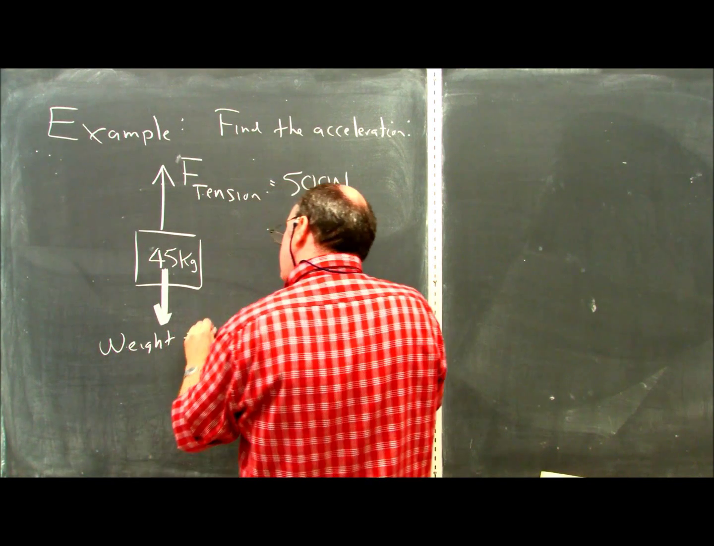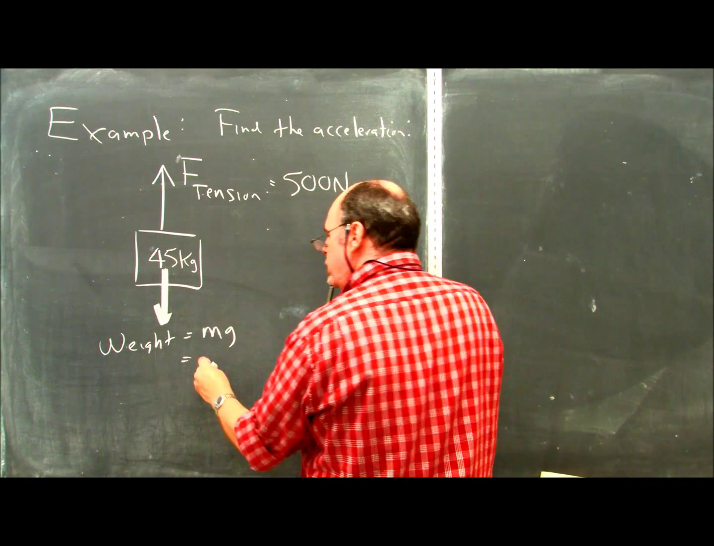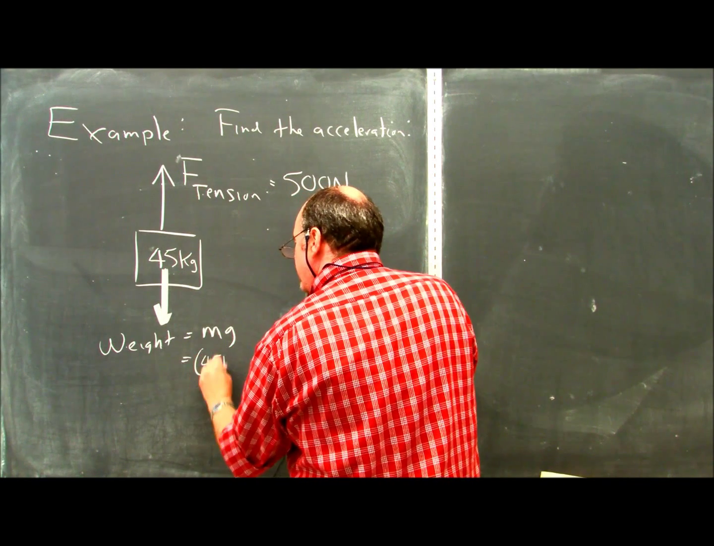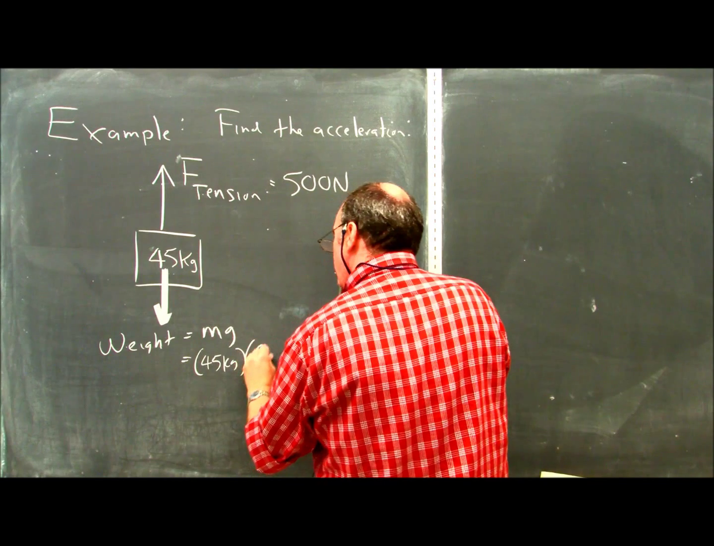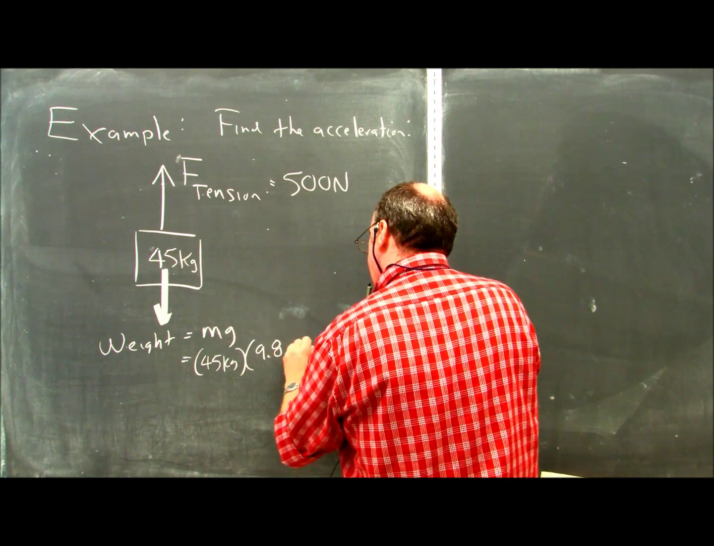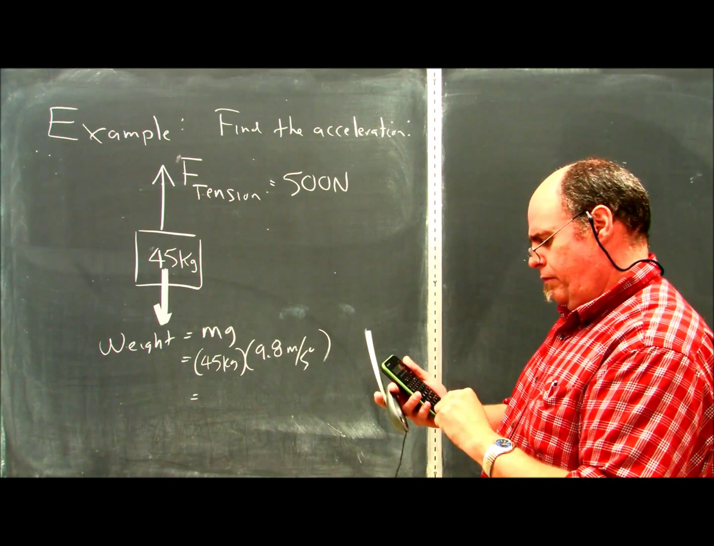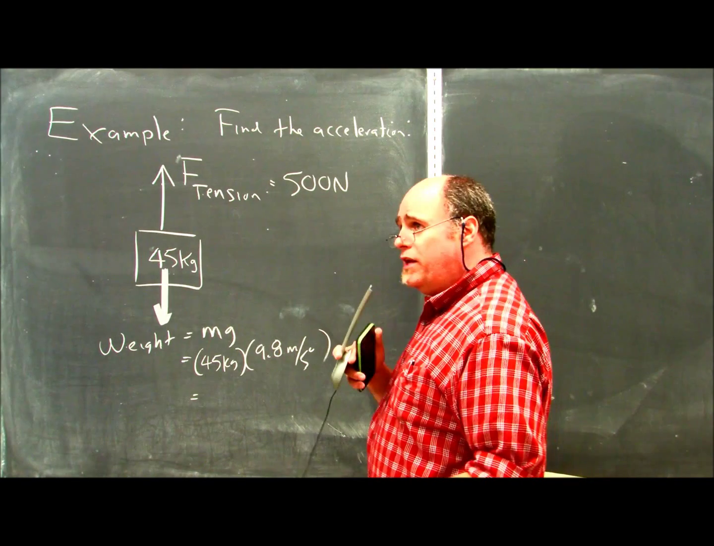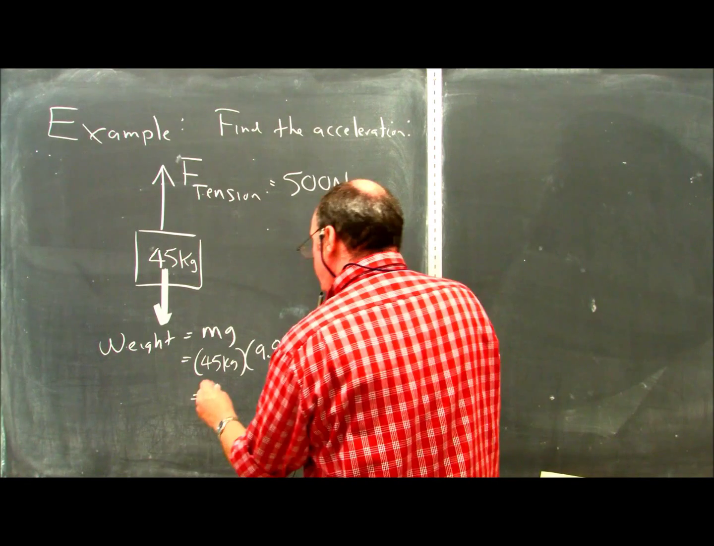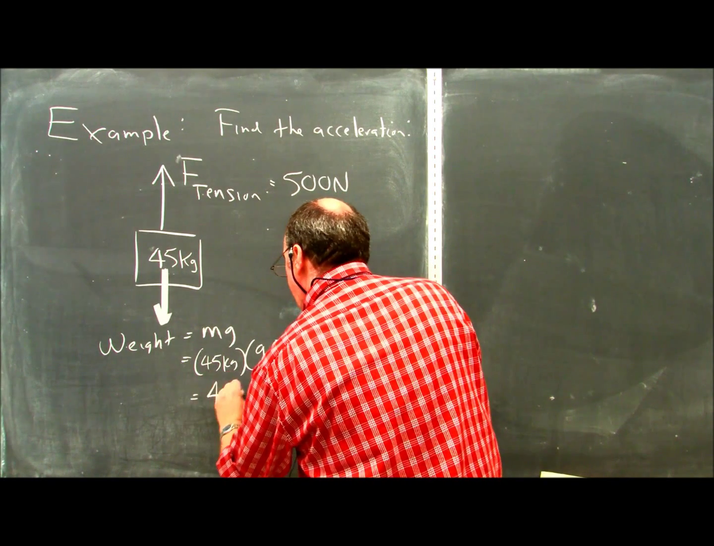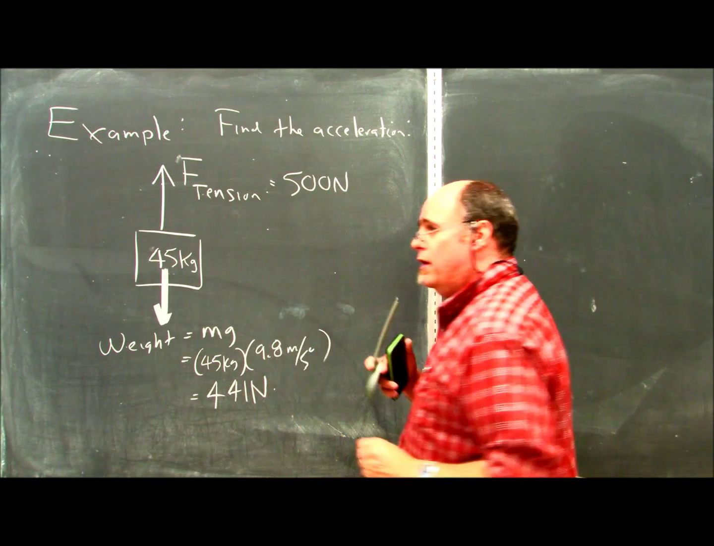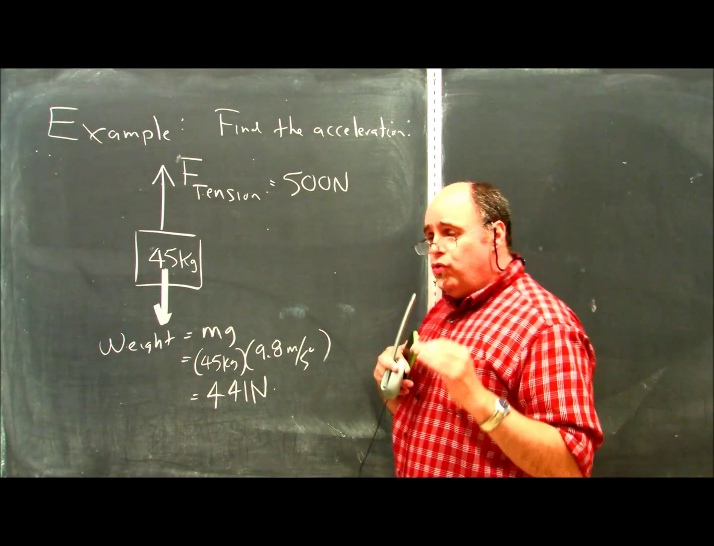So the weight is mass times gravity. So we have to calculate the weight. So it's 45 kilograms times 9.8. If I do that, the weight comes out to be 441 newtons. Okay. So these are two real forces.